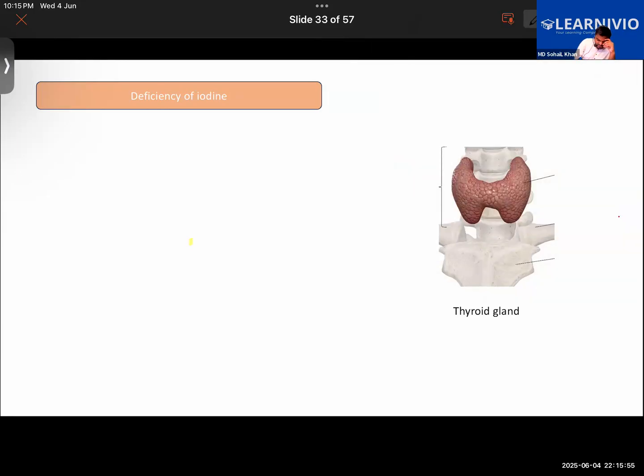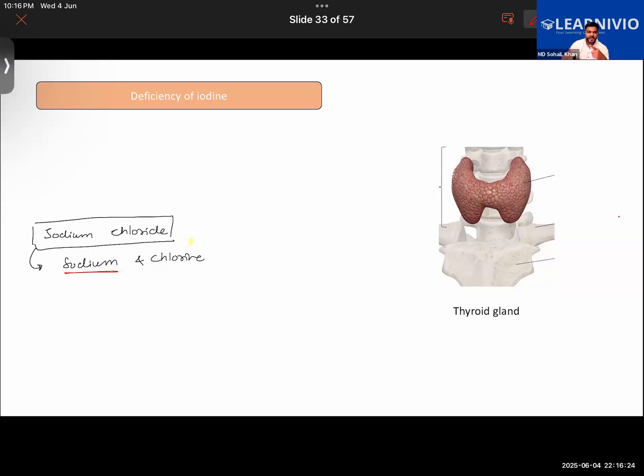The salt that we consume is sodium chloride. Sodium chloride is basically made up of sodium and chlorine. The main important thing here is sodium for us. Sodium is required for our body. It helps to regulate the amount of water in your body.